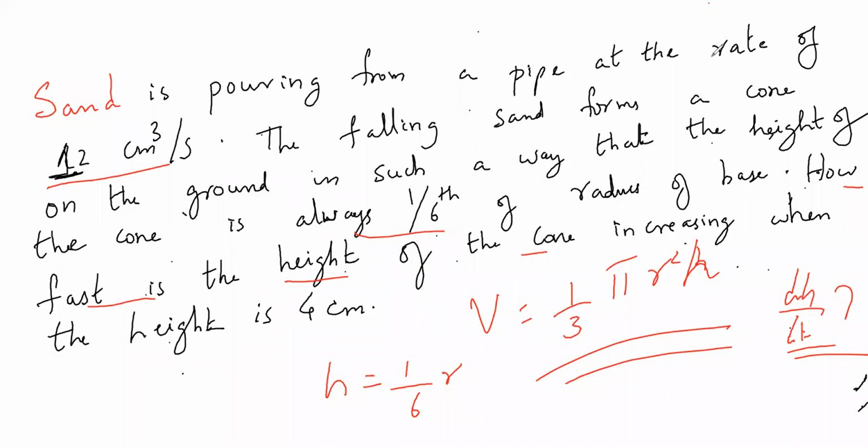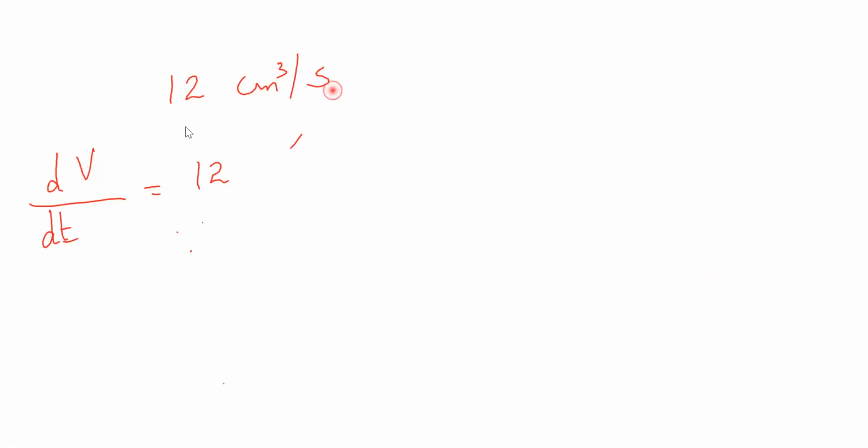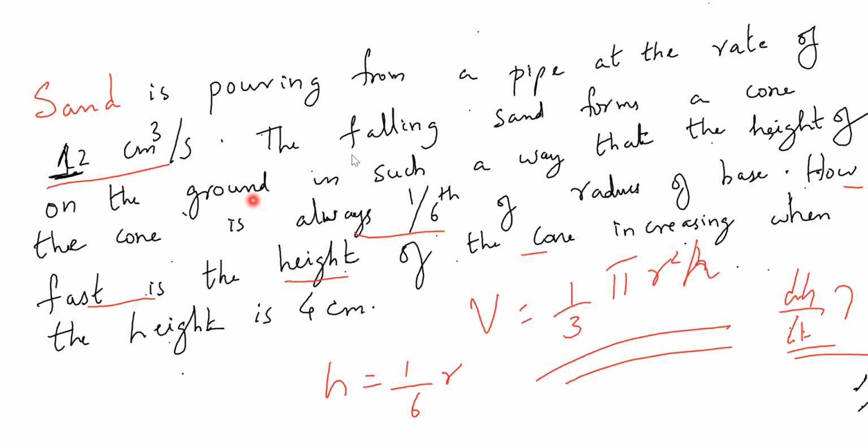So guys, clearly given in our question it is 12 centimeter cube per second. Centimeter cube is volume, per second is time, so dV by dt is 12 itself. The falling sand forms a cone on the ground such that the height of the cone is always 1/6 of the radius. So h is equal to r by 6. We have to find dh by dt. And h is r by 6, or radius is equal to 6h.